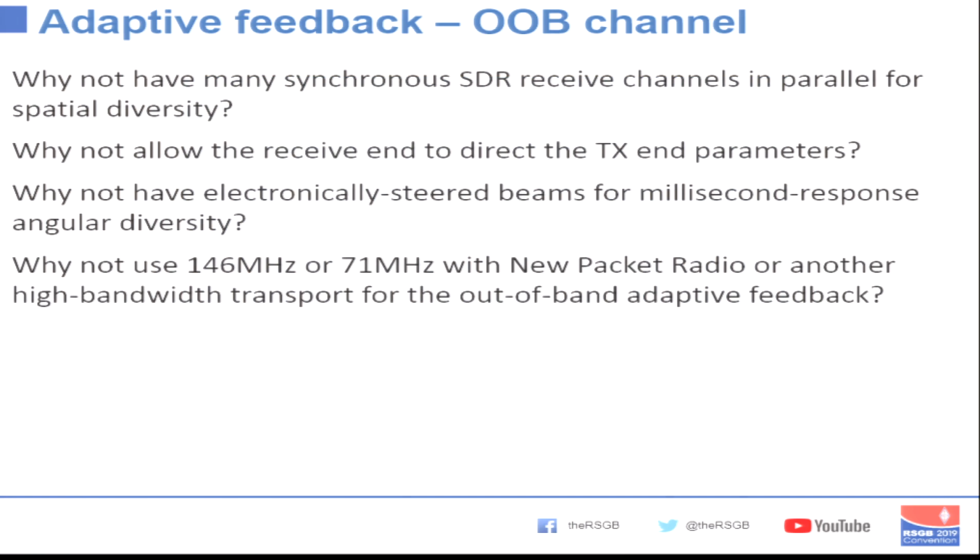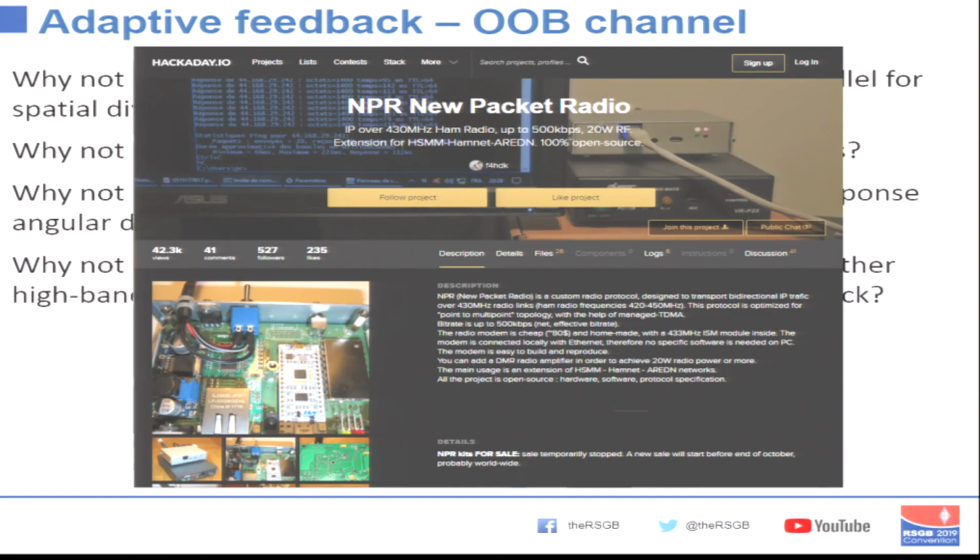So why don't we use 146 or 71 megs using new packet radio, or another high bandwidth transport for this out-of-band adaptive feedback? Why not, if we can't be bothered to do that? Oh, there's new packet radio. There's a link to that at the end.